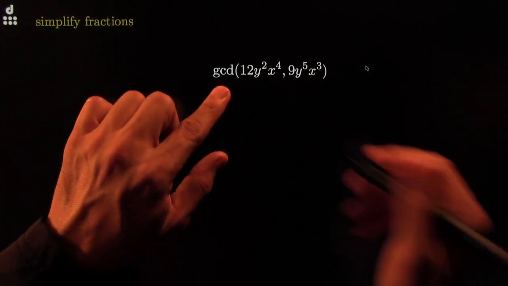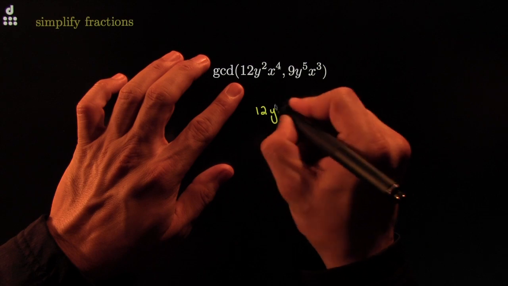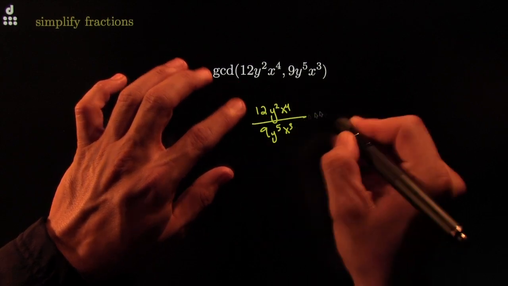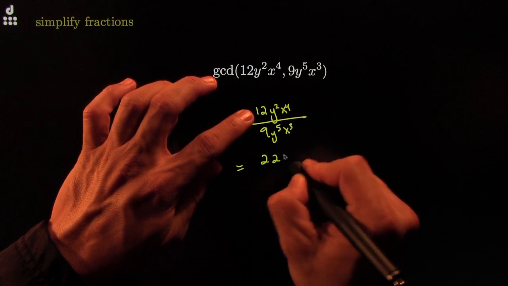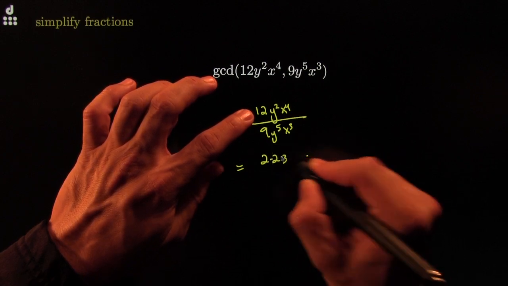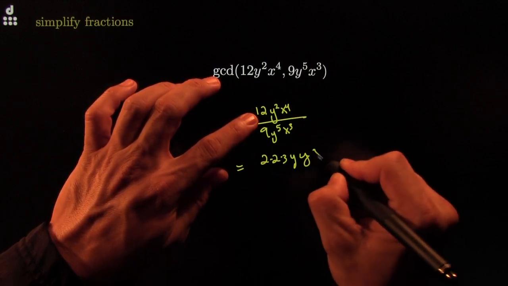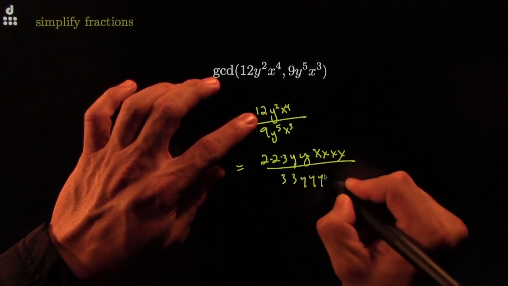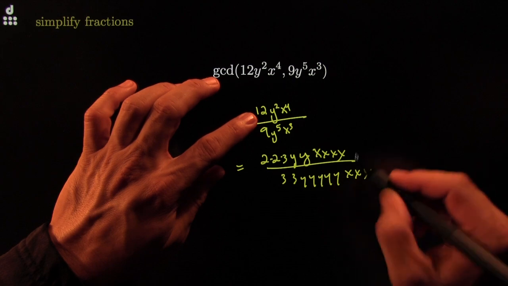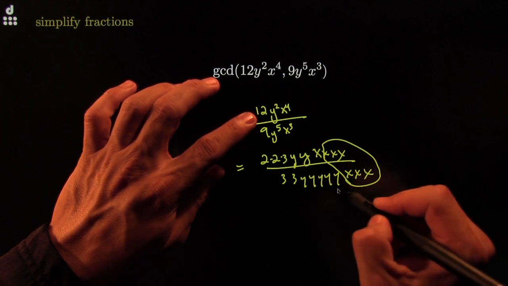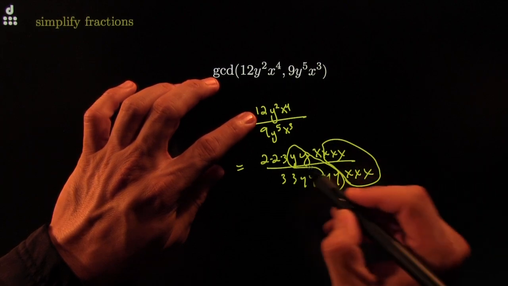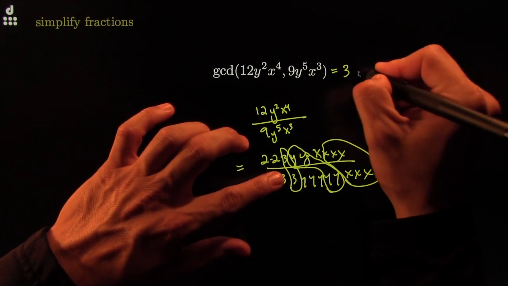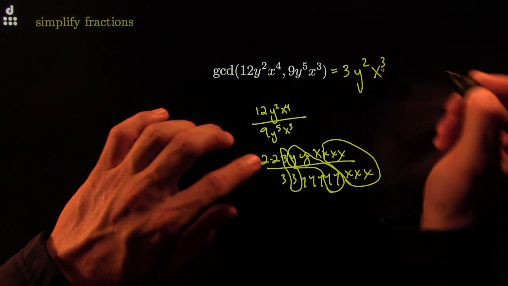Okay, again, you would pretend that they're a fraction, y squared x to the fourth over 9y to the fifth x to the third, and then you prime factorize it: 2, 2, 3, y, x, x, x, x, over 3, 3, y, y, y, y, y, x, x, x, and then you start trying to pick up what's common here. 2 y's, a 3, that's all that's common. Okay, so the GCD would be 3y squared x to the third.